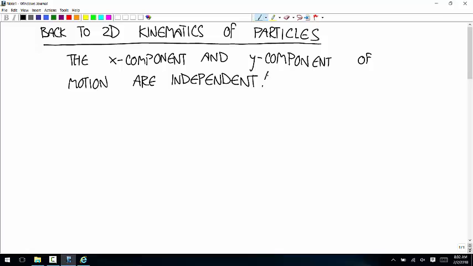So when you're dealing with your vector equations for kinematics, you could ignore the y part of the equations and just do the x part of the equations, and then go back to the y part, or vice versa. And no matter what, for example, the thing is doing in the x direction, that's not going to affect what happens in the y direction.